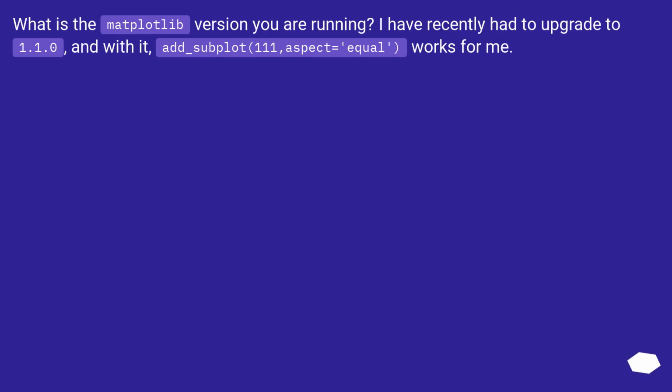What is the matplotlib version you are running? I have recently had to upgrade to 1.1.0, and with it, add_subplot(111) with aspect equal works for me.